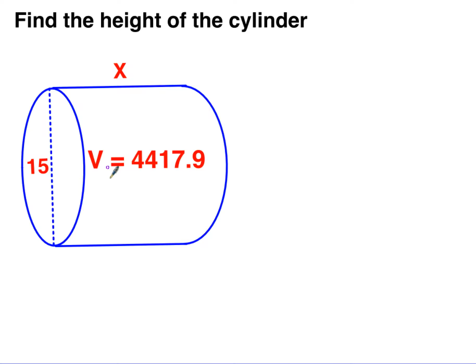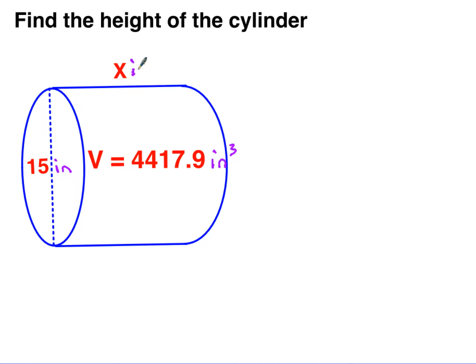Again, I have my volume of a cylinder. I'm given my radius and my diameter right here. Actually, I'm given the diameter, but from my diameter I can find my radius, and I'm trying to find the height. Again, let's just call this inches cubed. So this would be inches.